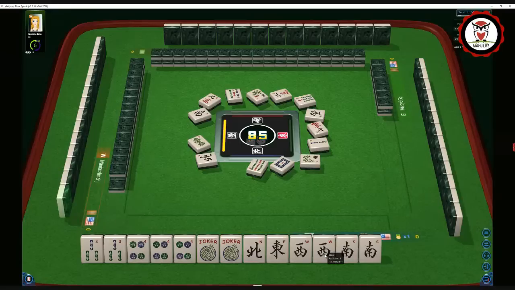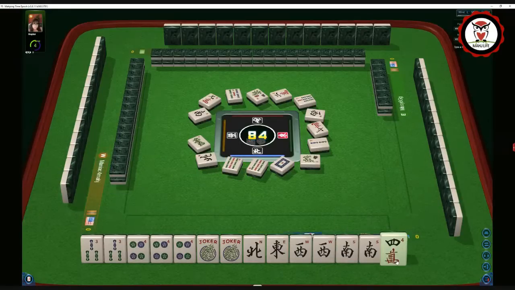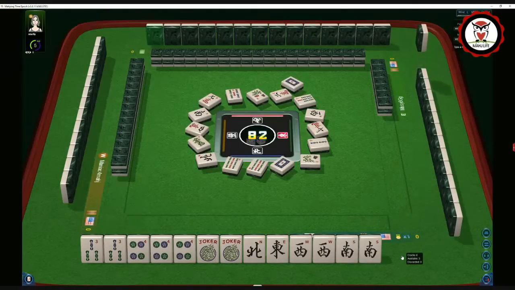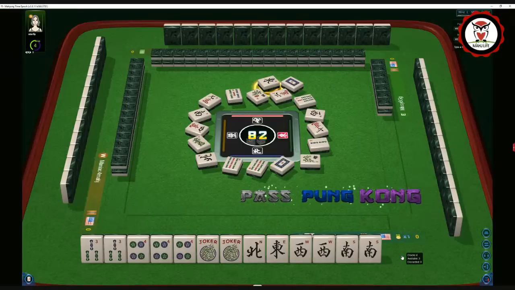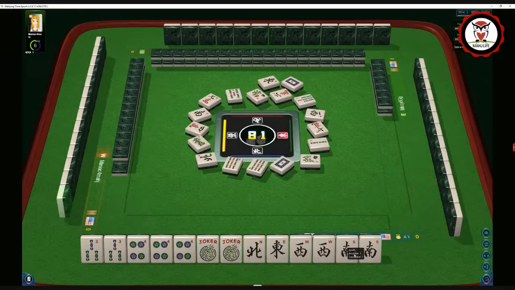Flower. 9 bamboos. We'll let the west go, I think. Actually, no, let's let this 4 go. 4 characters. Sometimes I wonder if people are going to have an exposure with 2 jokers. White dragon. East wind. If somebody did that with, let's say, 3 or 4, we could switch to an all-win hand. 9 bamboos.